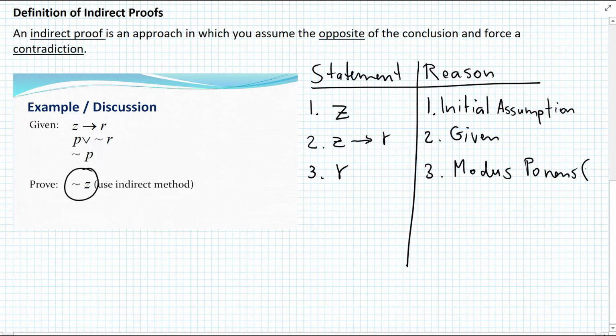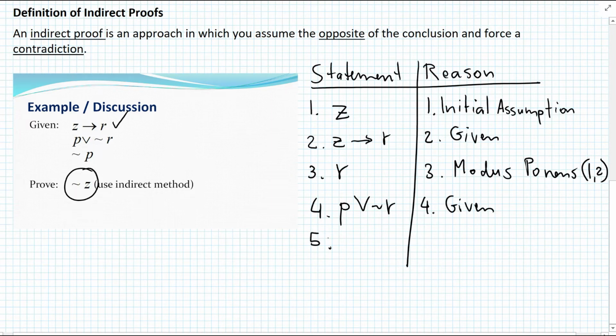And again, we want to do the citations of 1, 2. Okay, now we use the first given. Now we want to use another given that has R in it. So for example, we have P or not R. Okay, that is given.